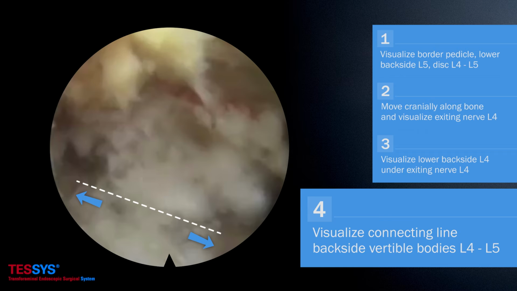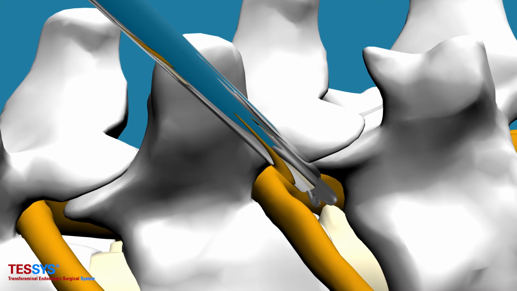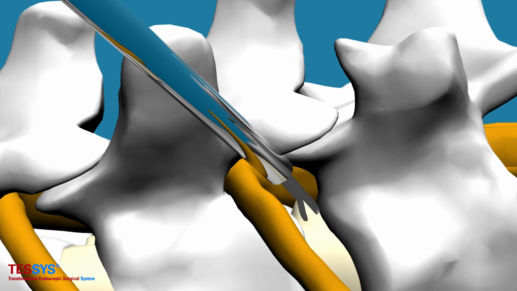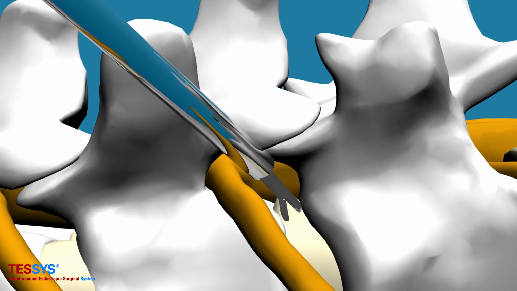Along the cranial backside of L5 and the caudal backside of L4, the protruding disc material is removed in medial direction. Stay close to the bone so you can't damage the neural structures and move with the foraminoscope a little bit medially.